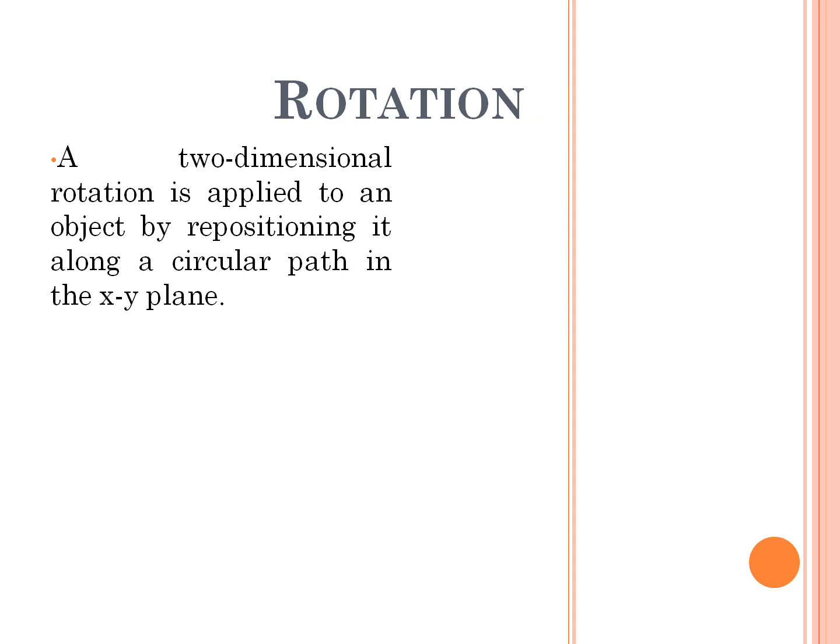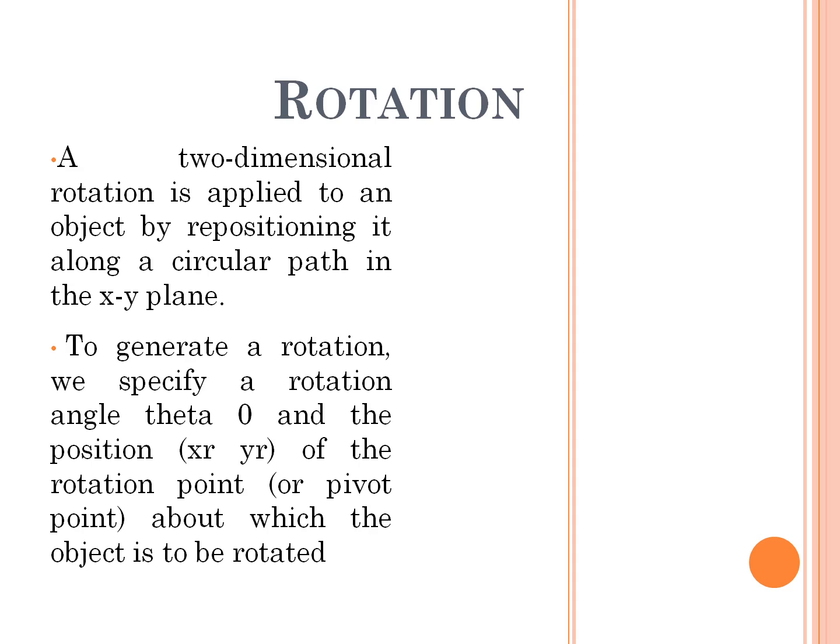Now we look at the second basic geometric transformation, that is rotation. A two-dimensional rotation is applied to an object by repositioning it along a circular path. If we reposition the coordinates of the object along a circular path, we do the rotation. To generate a rotation, we specify a rotation angle theta and the position vector xr comma yr of the rotation point or pivot point about which the object is to be rotated. This means the object is rotated by angle theta about the position xr comma yr.